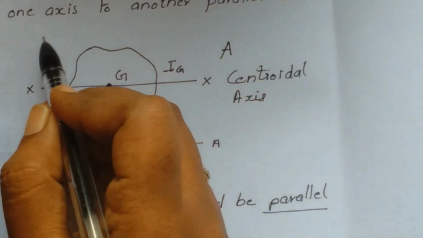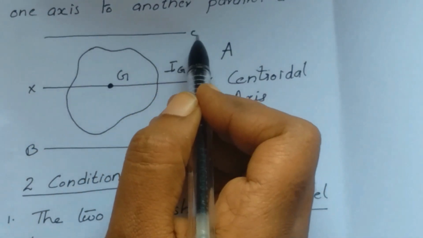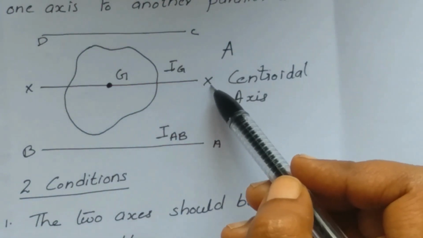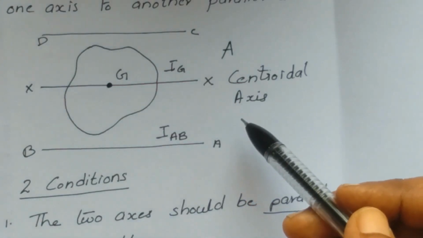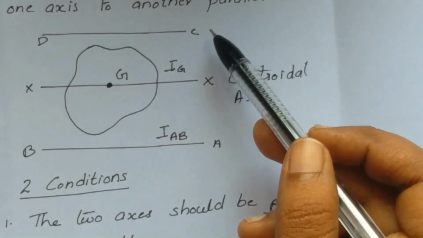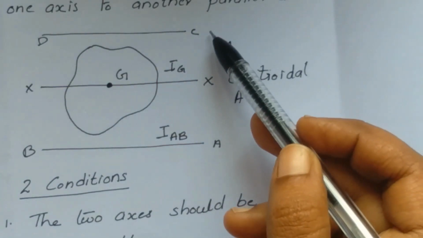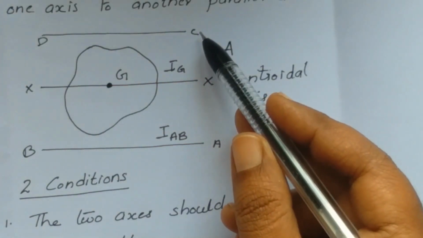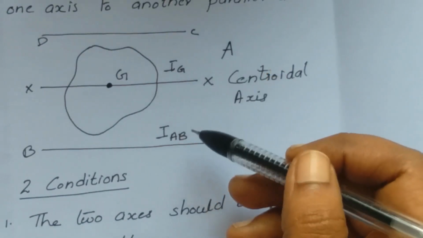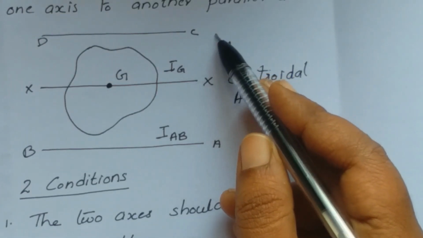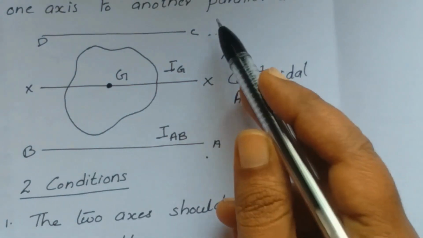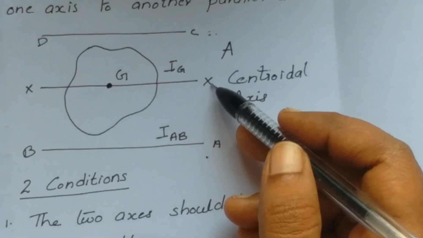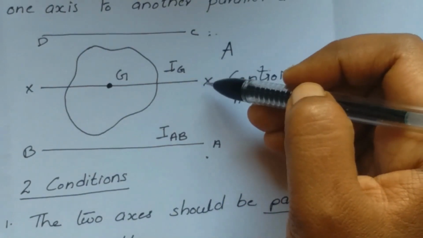So let me ask you something. I have another axis CD. This axis CD is parallel to XX axis as well as AB axis. Can we apply parallel axis theorem between axis AB and CD? No. Why? Even though the axes AB and CD are parallel to each other, neither of them is a centroidal axis. So we cannot directly apply parallel axis theorem between AB and CD. But we can apply parallel axis theorem between axis AB and XX, as well as between axis CD and XX.